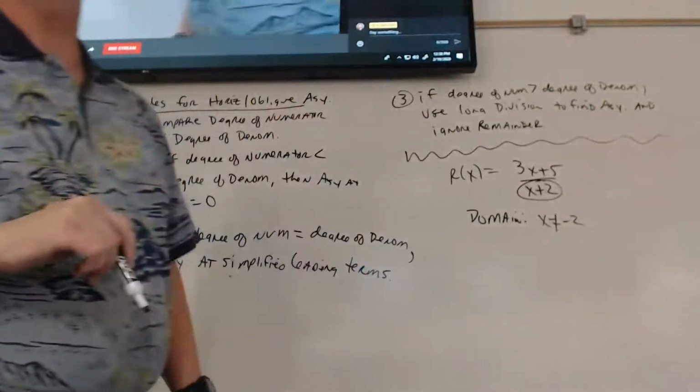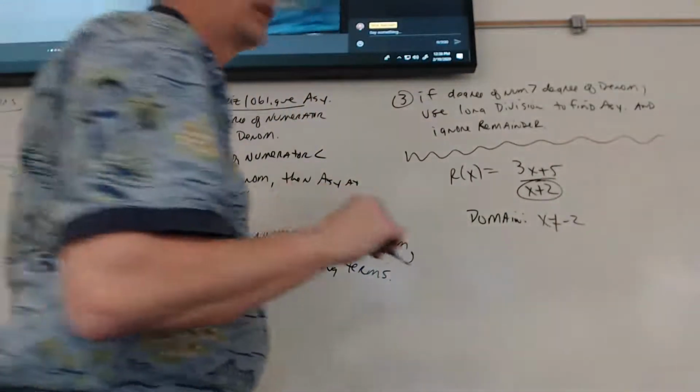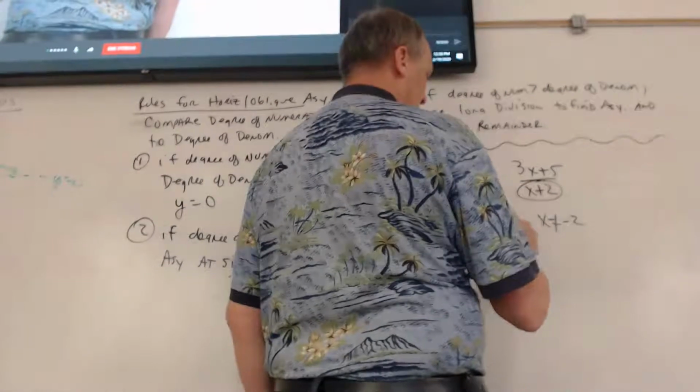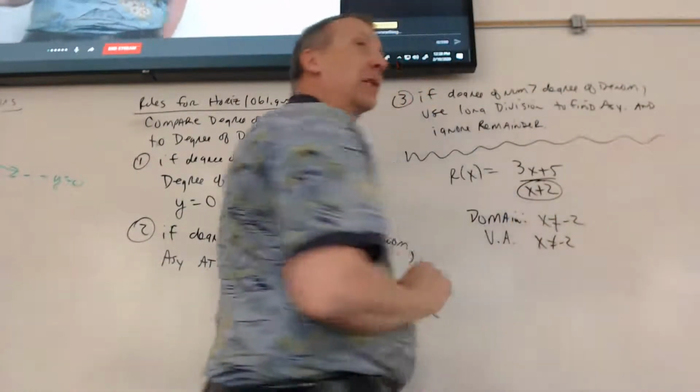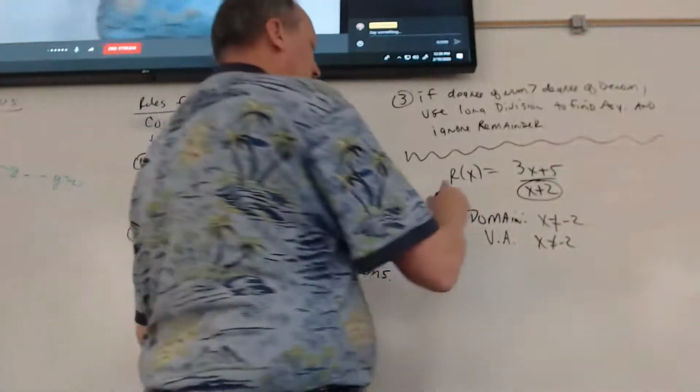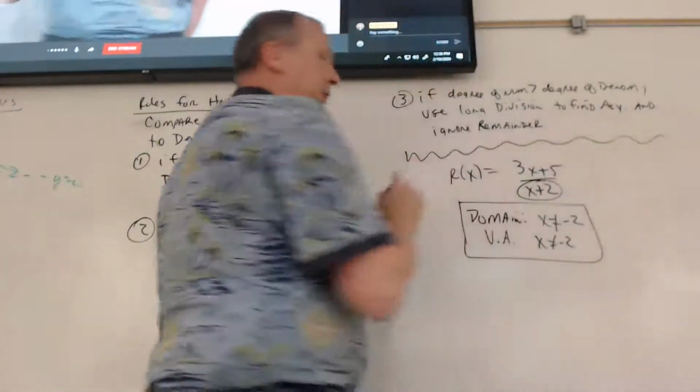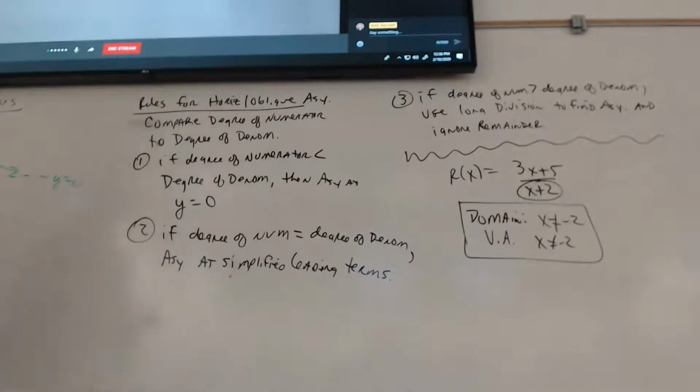Now, if that's the domain, where's your vertical asymptote? That's on x equals, x cannot equal -2. It's the same thing. Okay? Good job. You're a good guesser. Hopefully that keeps up on the test, right?